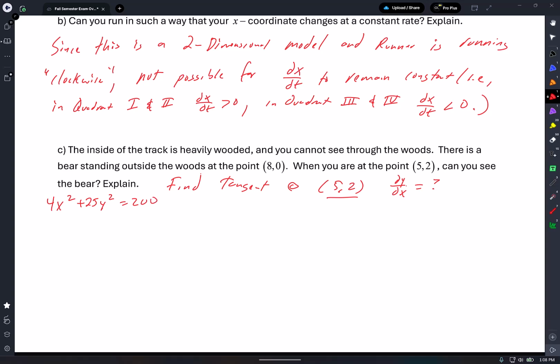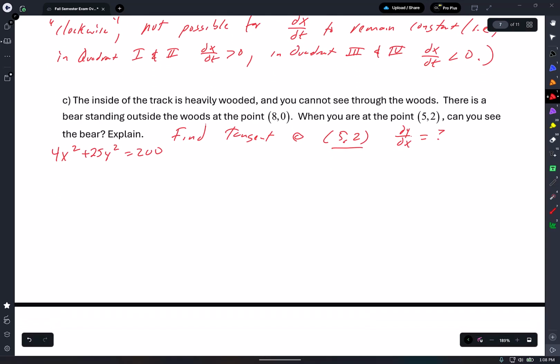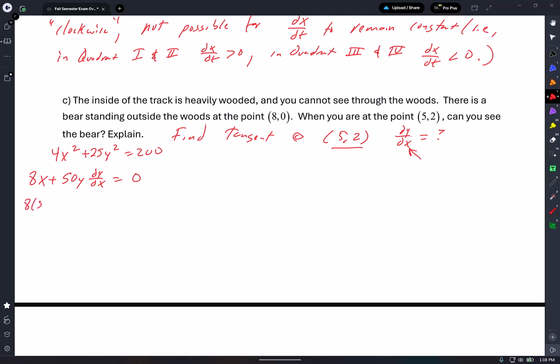All right, so here we go. I'm going to take the derivative with respect to x. The dy/dx is always slope. So the derivative of 4x squared with respect to x is just 8x, plus the derivative of 25y squared is 50y dy/dx, equals 0. Just like before, I think it's a good idea to plug in right here. That's just me. Some teachers like to solve for dy/dx and then plug in, whatever you think is easier, guys. 8 times 5 plus 50 times 2 dy/dx equals 0.